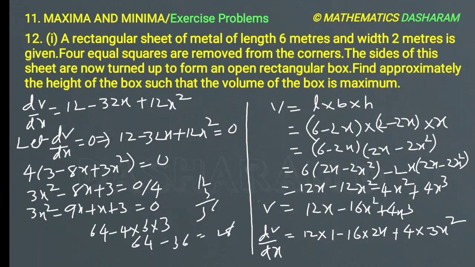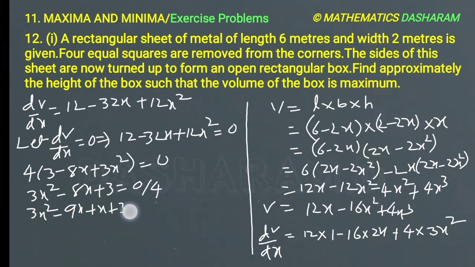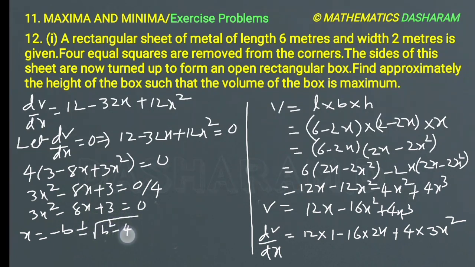So here we are unable to do factorization. So what we have to do, use the quadratic formula method. 3x square minus 8x plus 3 equals to 0. What is the quadratic formula method? x equals to minus b plus or minus under root b square minus 4ac, divided by 2a.